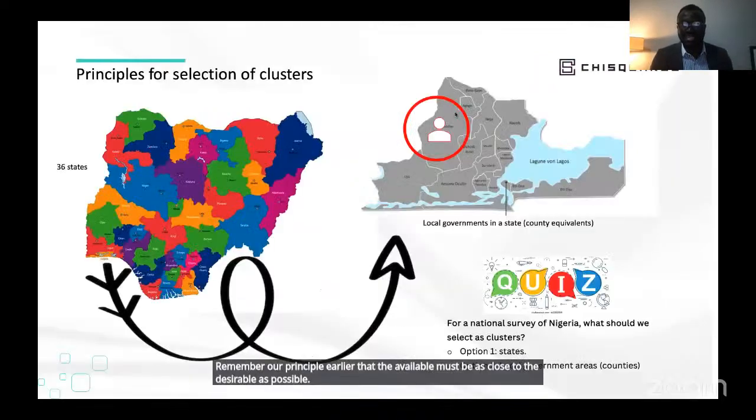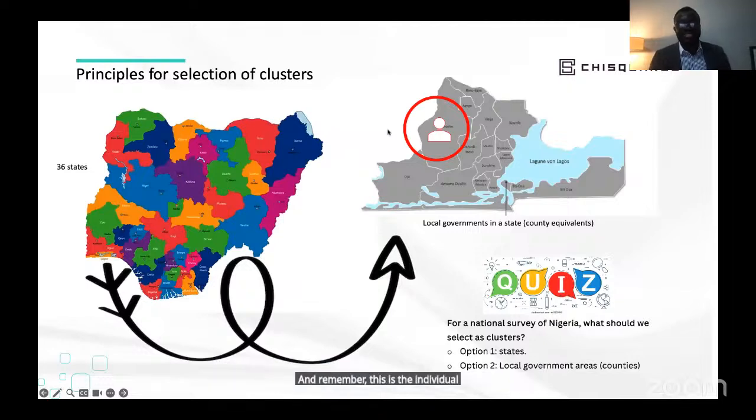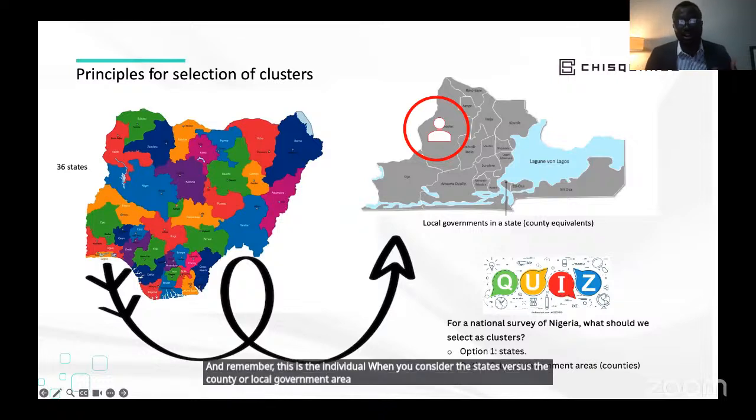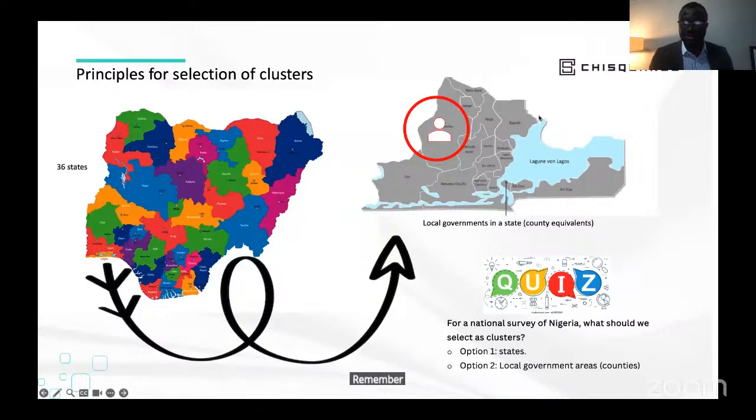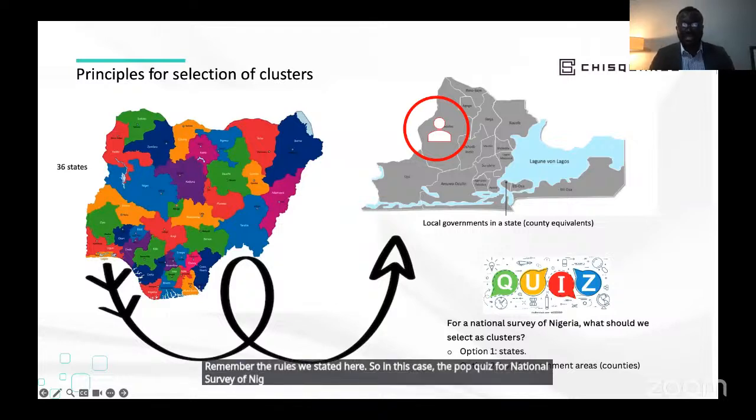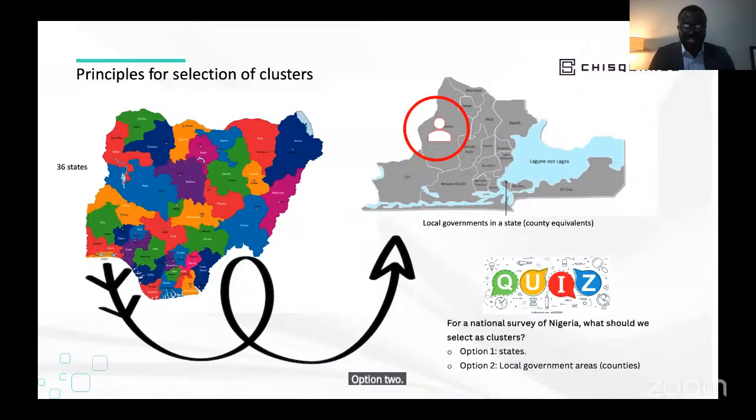And remember, this is the individual. When you consider the state versus the county or local government area, which is closer to the individual? Remember the rules we stated here. So in this case, the pop quiz for a national survey of Nigeria, what should we select as clusters? Option 1, states. Option 2, local government areas. What is your answer?